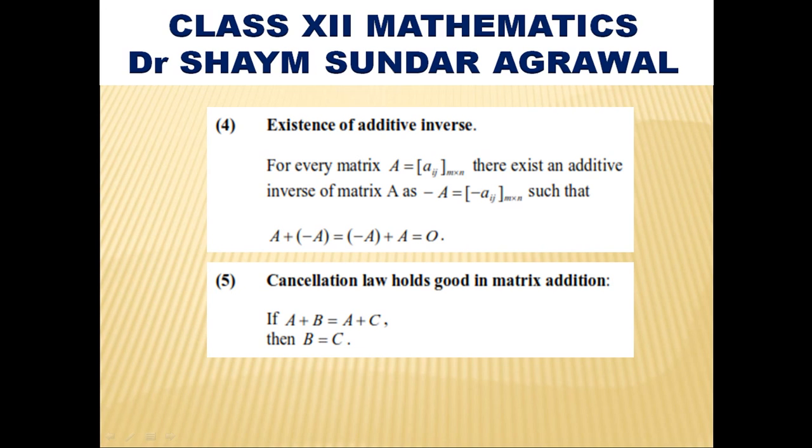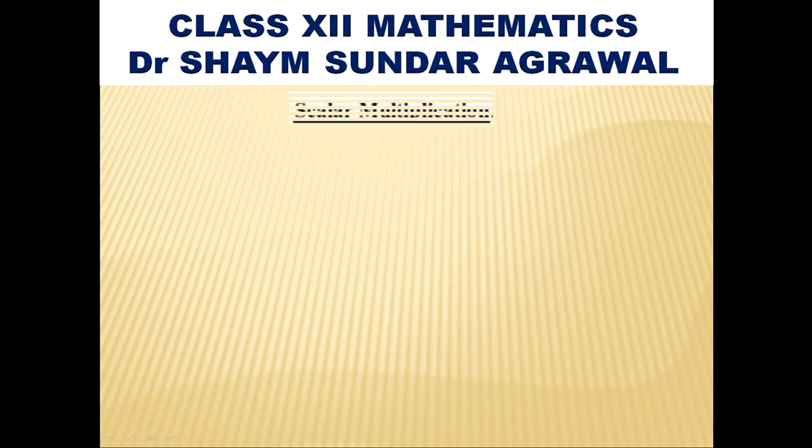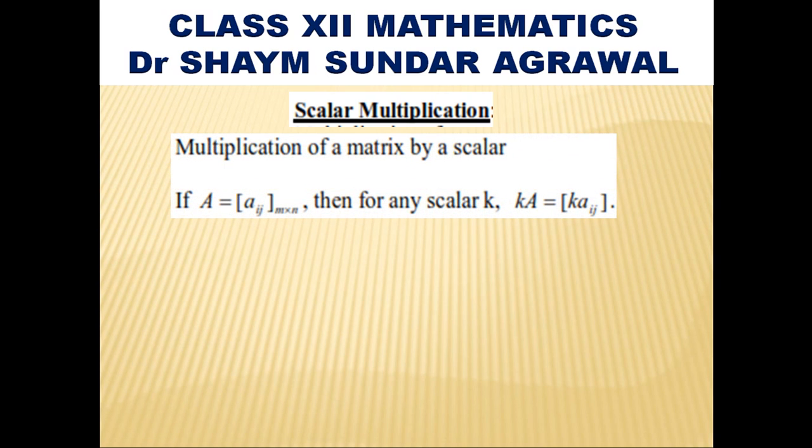Now, scalar multiplication with a matrix: multiplication of a matrix by a scalar quantity. Let us take a matrix A equal to aij of order m cross n. Then if you multiply that matrix by any scalar k, then kA is equal to each element of that matrix multiplied with the scalar quantity k.